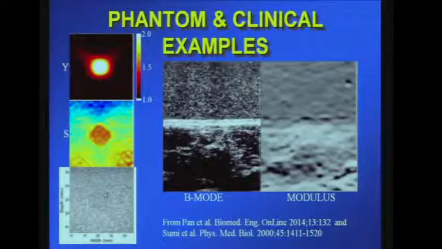And here's a focal lesion, which on the B-mode is almost the same brightness as the surrounding material in a phantom. But you can see it has quite a bit different softness. It's much softer than the surrounding material on the strain image. And then on the Young's modulus image, or the actual elastic modulus image, it shows up very clearly.